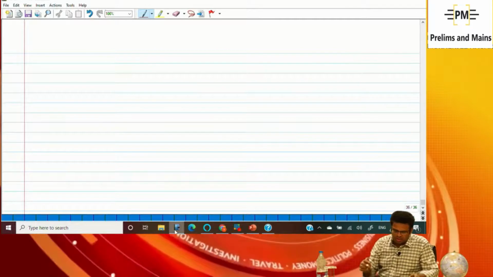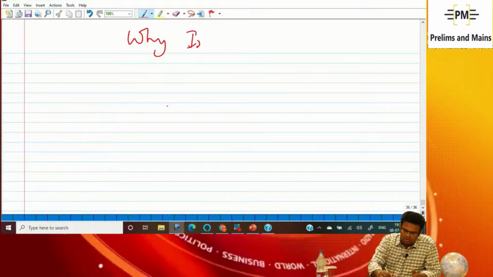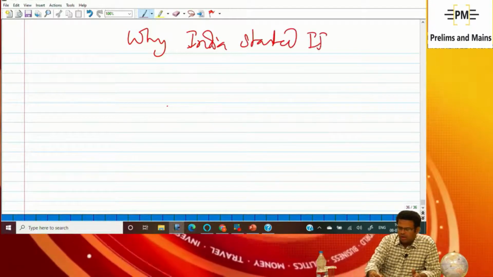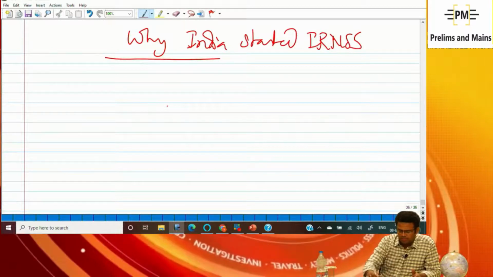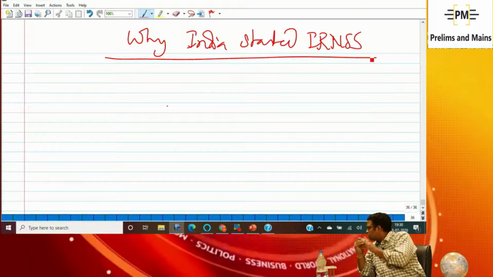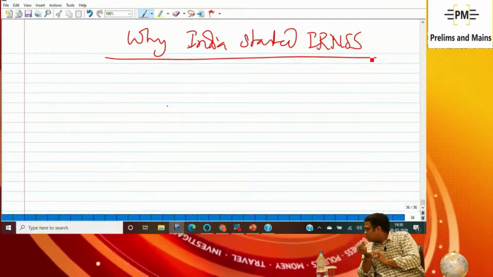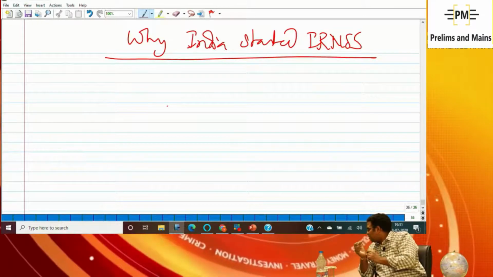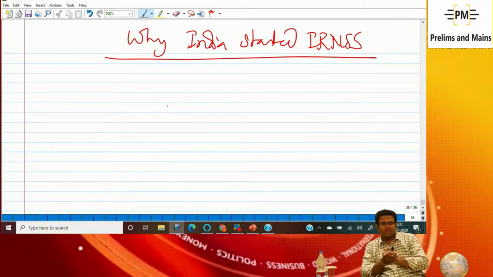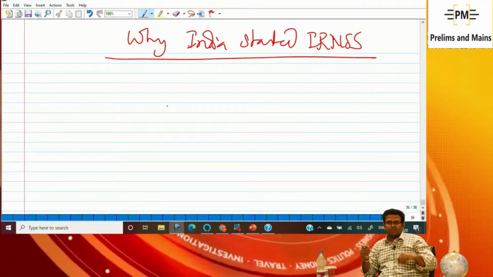Now my question is, why did India start IRNSS? Yes, tell me if they are getting. Yes, this is also a question: Gagan can be utilized for the safeguard of all fishermen. Yes, we have started doing this. With the help of this, they will give the early warning and we can save the fishermen.